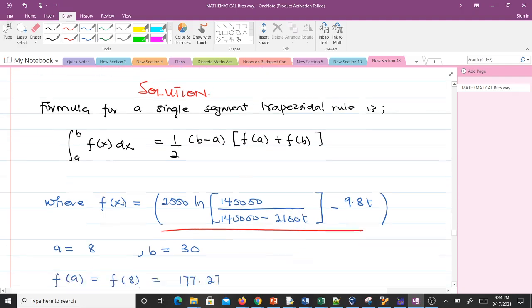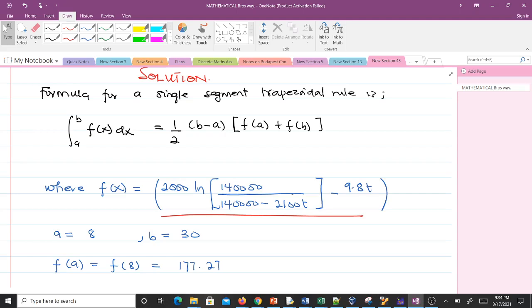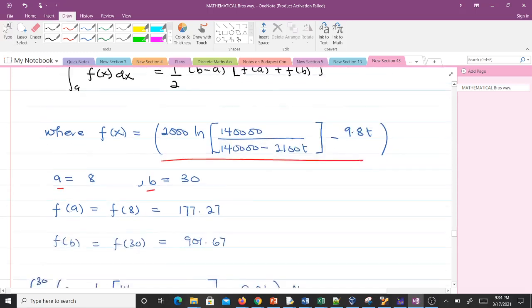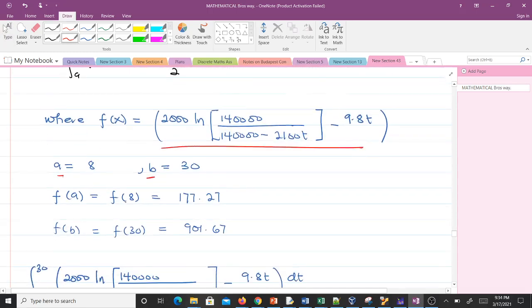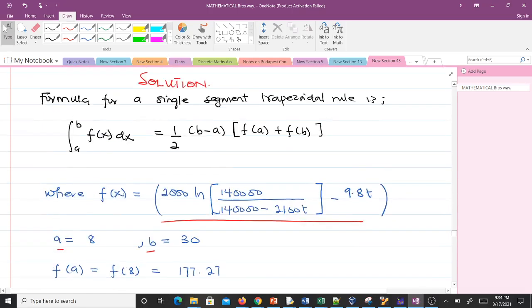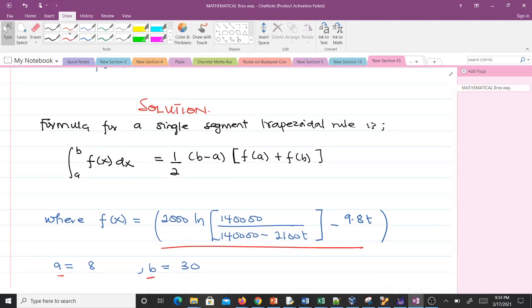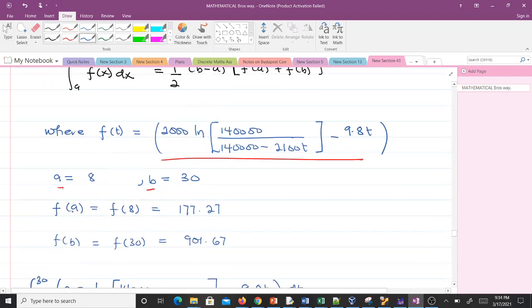And our lower limit was 8, so that's a. And our upper limit was 30, that's b. So we just have to make substitution. So f of a will be equal to f of 8, right? So here, since it's a function of t, let's do it as f of t. Okay. So here f of a will be equal to f of 8, which is equal to 177.27.